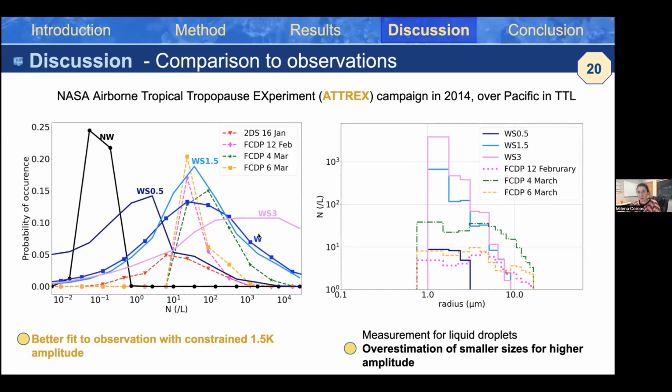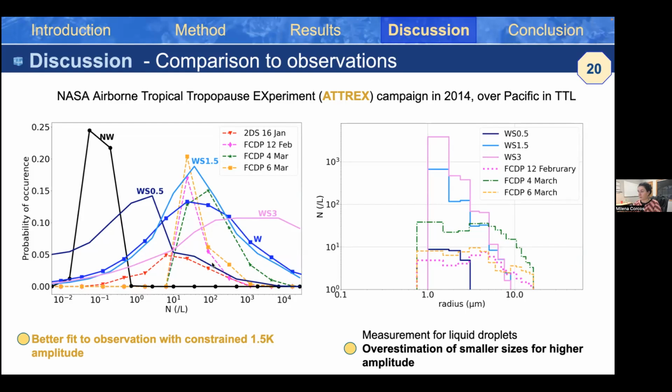We can explain that by the fact that in the simulation with just the time series of the waves, these very high densities of ice crystals were from a few nucleation events with very high cooling rates. And so fixing the standard deviation to 1.5 Kelvin is eliminating these few events.